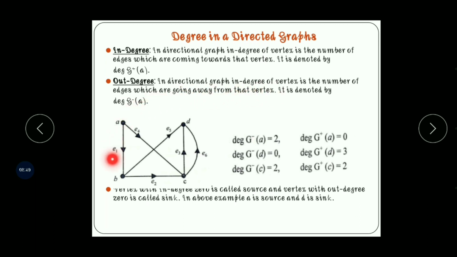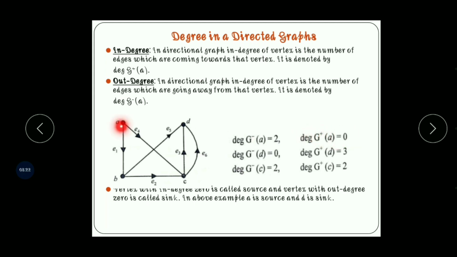For example, in this graph, if I have to find the in-degree of A, I count the number of edges coming towards A. There is no edge coming to A. This E1 is going away, and this E4 is also going away from A. In-degree is always denoted by degree G plus of A. So there is nothing coming to A, and the in-degree is 0.